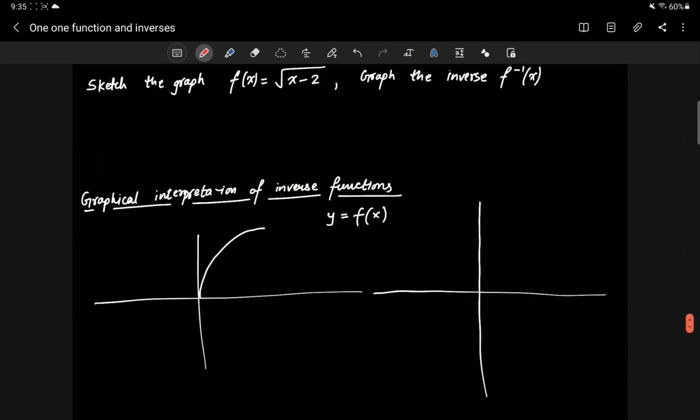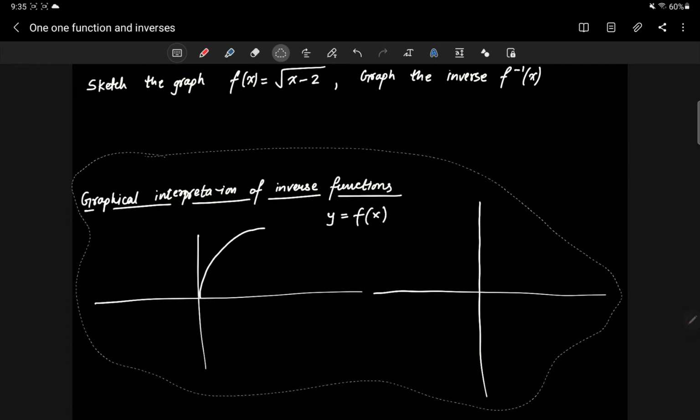Okay, now let's look at the graphical interpretation of the inverse.